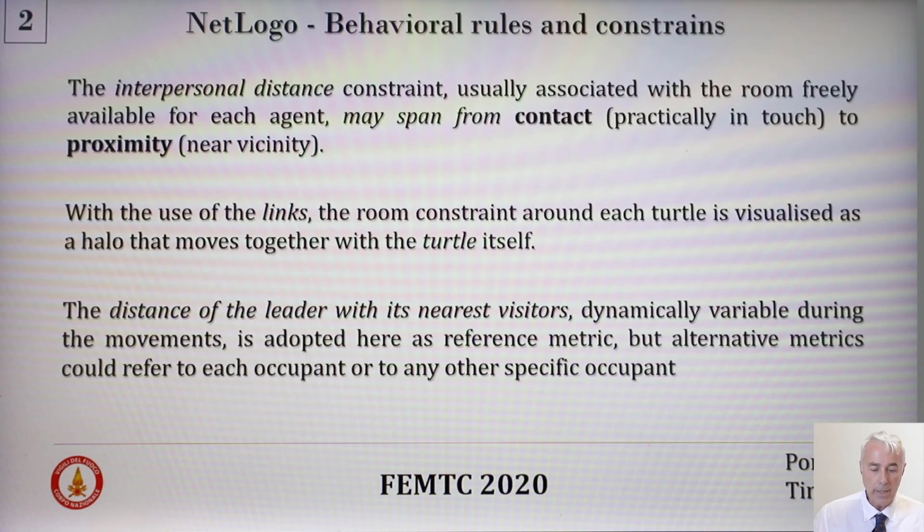The interpersonal distance constraint that is usually associated with a room freely available for each agent may span from contact, that is practically in touch, to proximity, that is near vicinity. With the use of the links, the room constraint around each turtle is visualized as a halo moving together with the turtle. The distance of the leader with its nearest visitors, that is dynamically variable during the movement, is adopted as a reference metric, but of course other metrics could also be adopted as well.